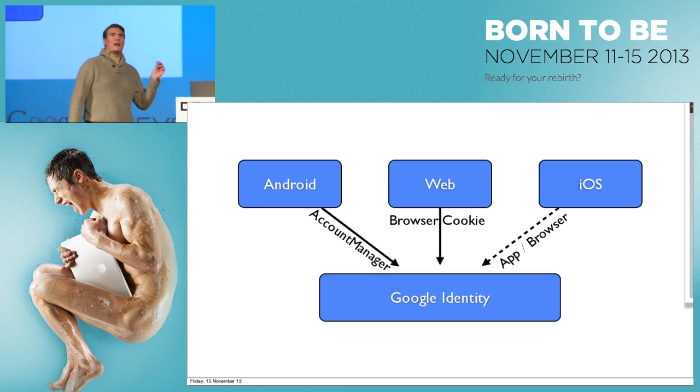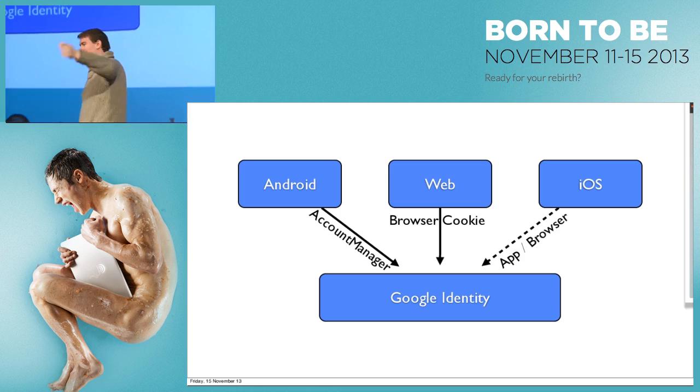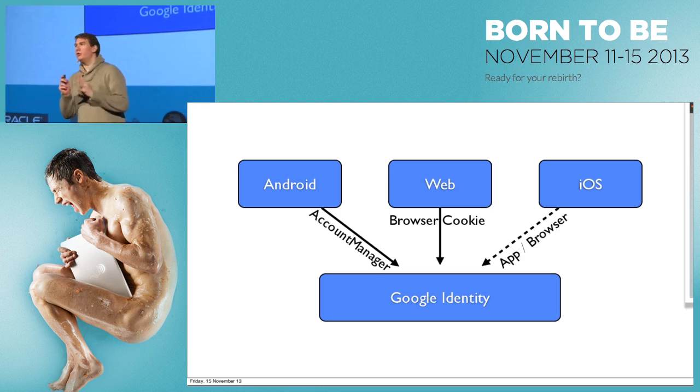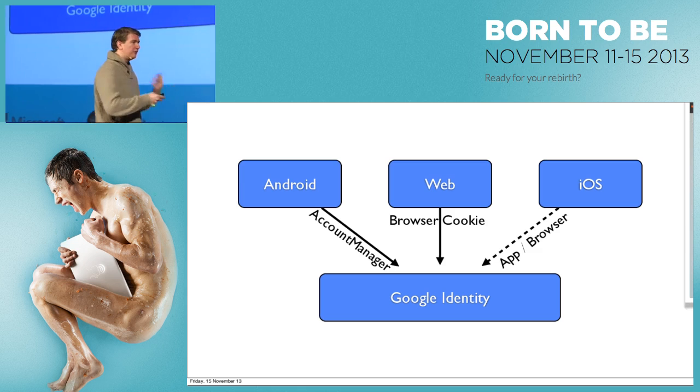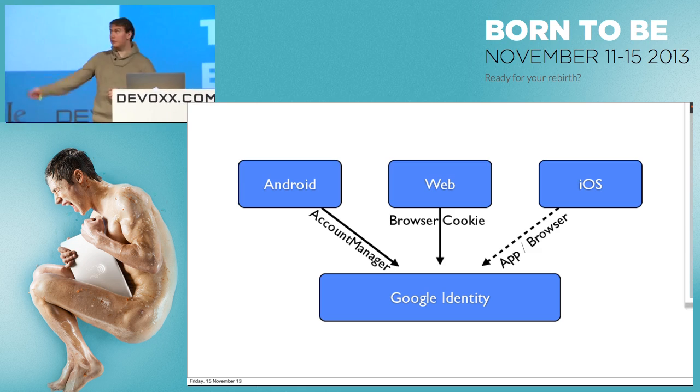On iOS, we don't have that ambient identity. We have to switch out to an application. So we switch out to Google+, or we switch out to Chrome, or we switch out to Safari. And then we'll try and do the same thing as far as we can once we've done that switch. But it means the user has to interact with us.